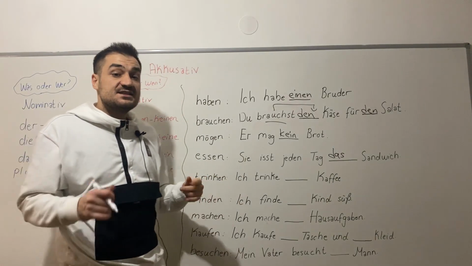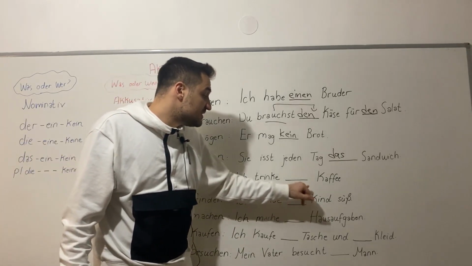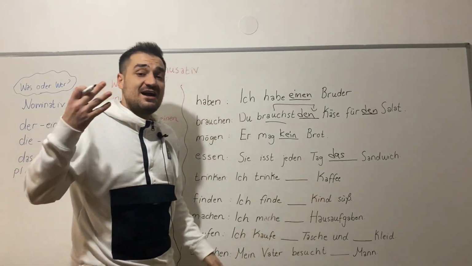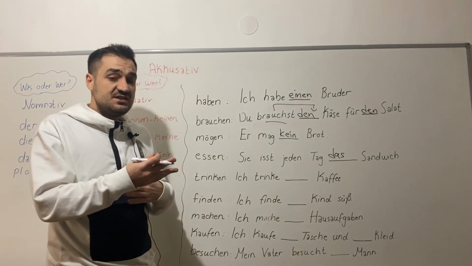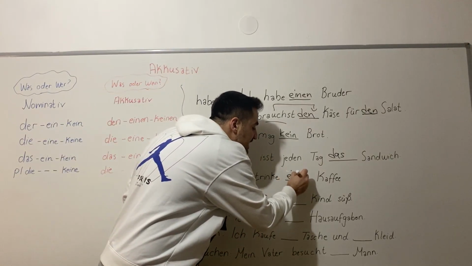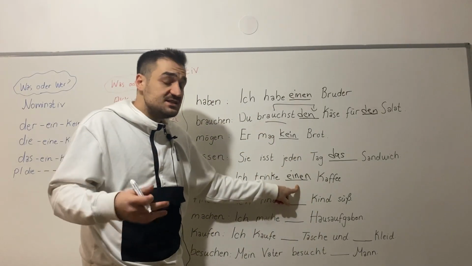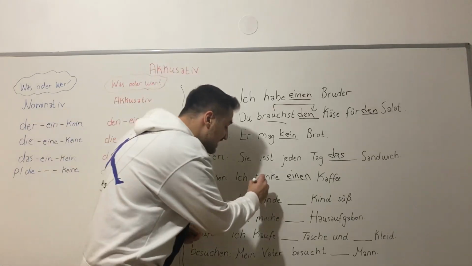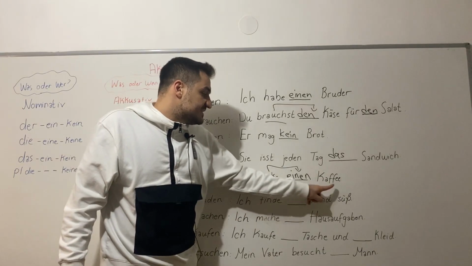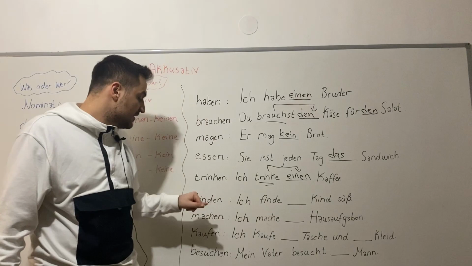Here, trinken. Trinken means to drink, right? To drink. I drink coffee. The coffee article is der Kaffee. And we are changing it. I want to say a coffee. That's why I said ich trinke einen Kaffee. Einen Kaffee. We are using the accusative case because trinken is to drink and it's affecting the coffee directly. And der we are changing to den, and after that to einen.